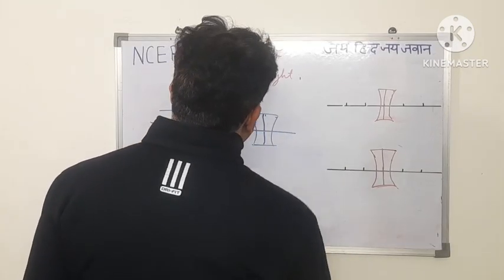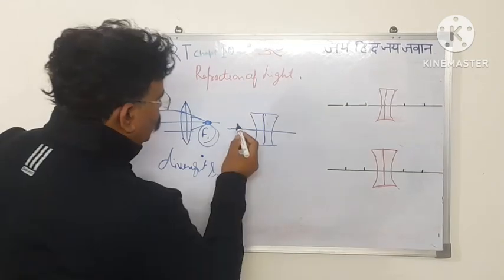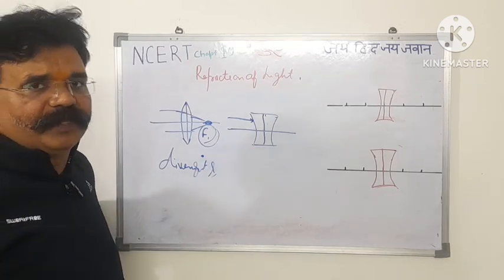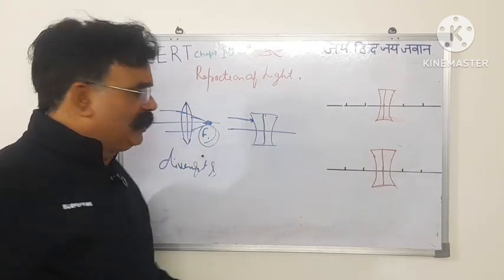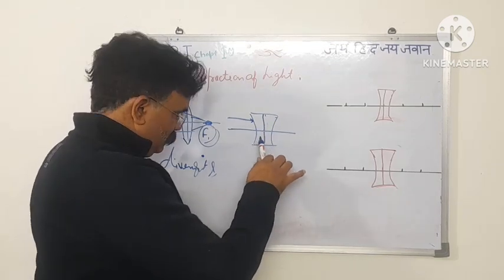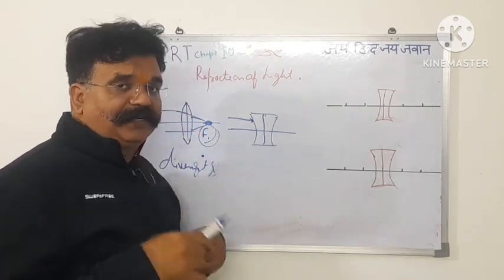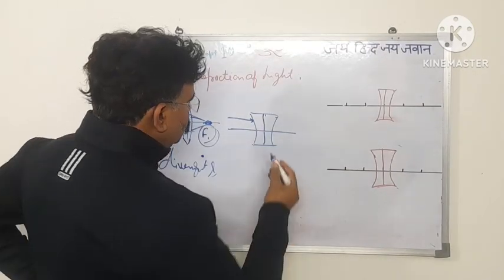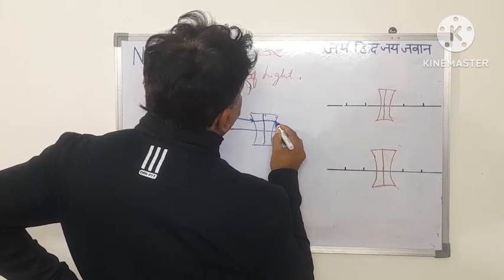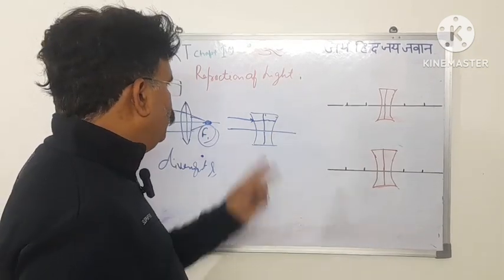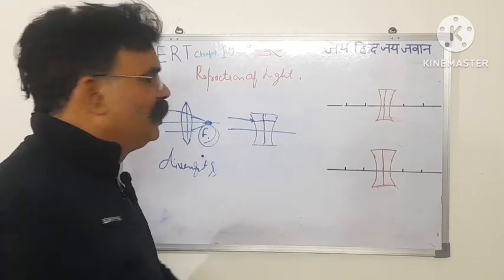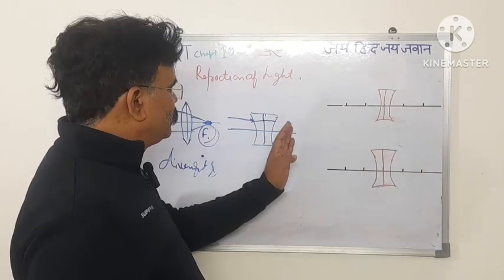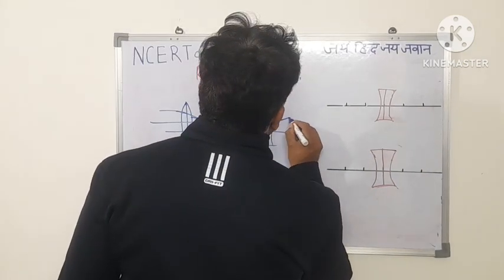What is happening? You can see when the light rays are coming and striking this lens, as I told earlier, there is a change in the medium of the light traveling, so the speed of the light will be changed. Due to this, the path of the light rays will be changed. Again, while exiting from this lens, the light rays will leave this lens and again enter into another medium, that is air. Again the path will be diverted.